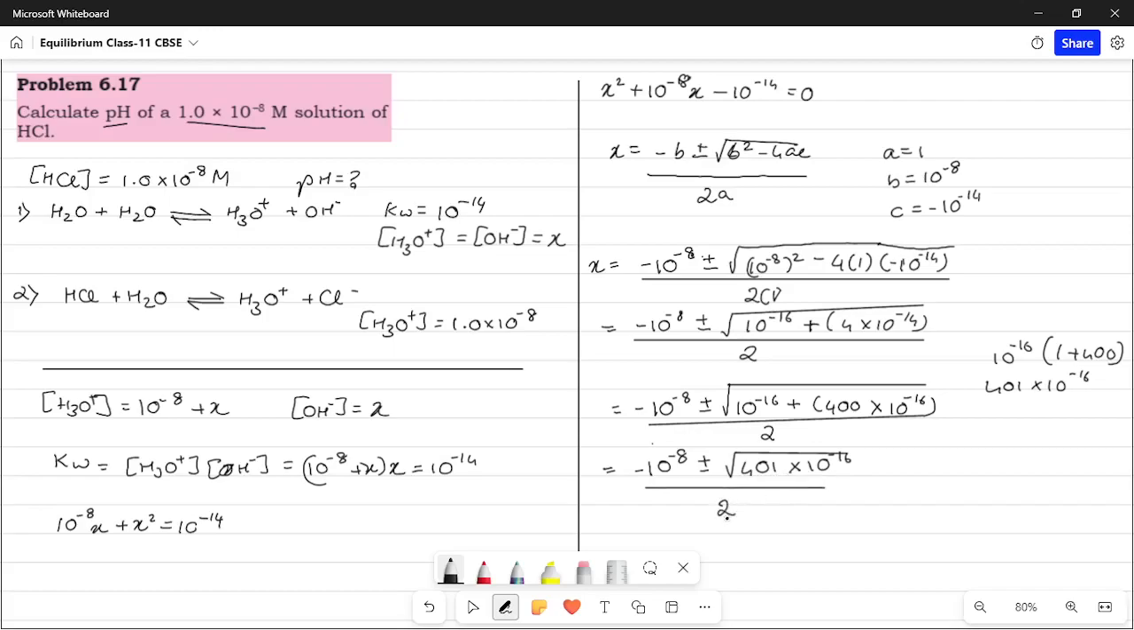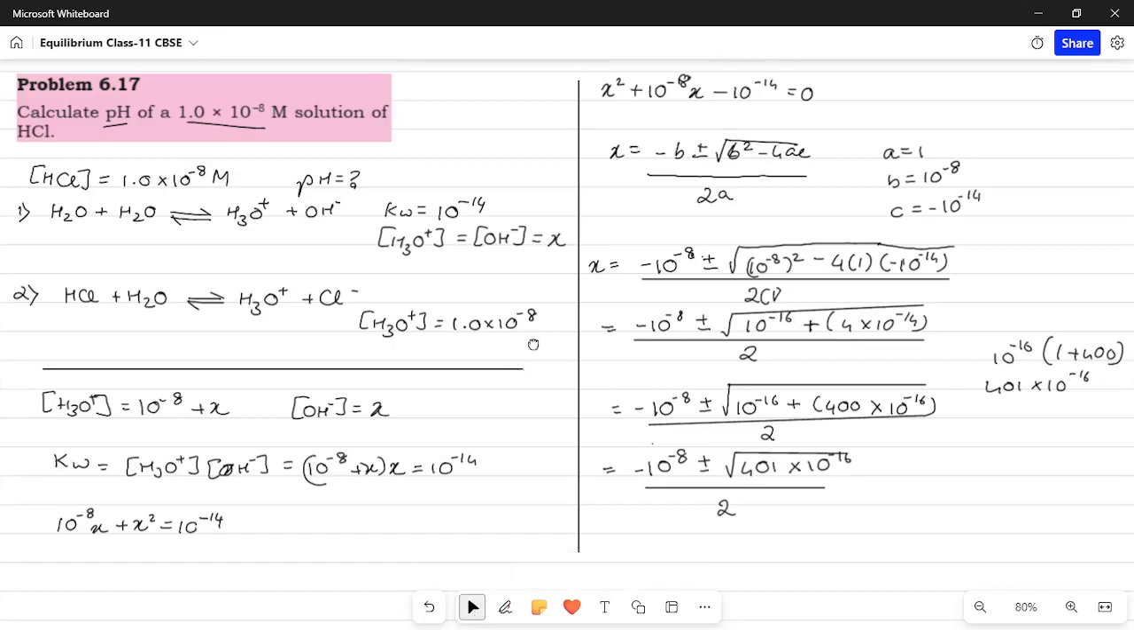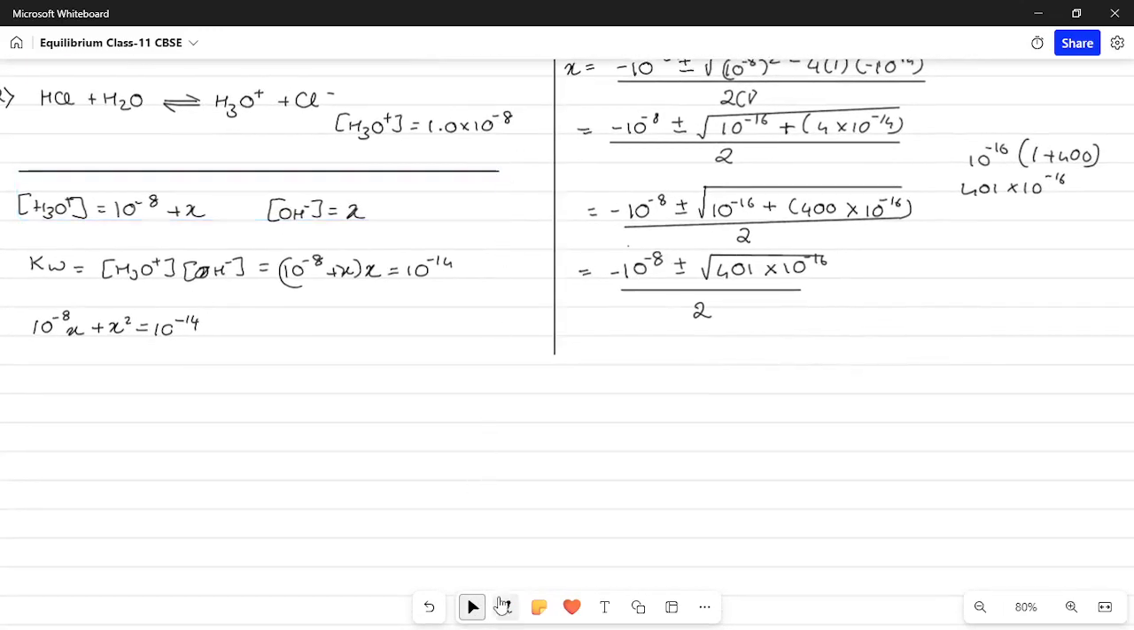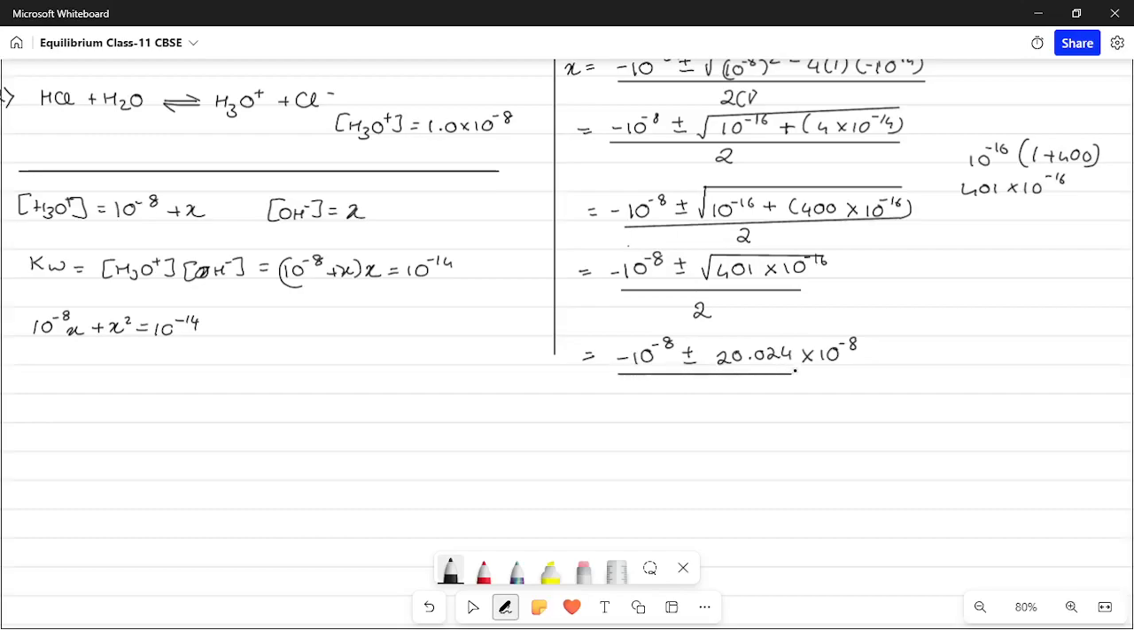Now again, if you want, you can skip steps, but I personally prefer giving you each and every step of the process, which is why this will always be there. So this is equal to minus 10 to the power minus 8 plus minus. The root of 401 is 20.024, into 10 to the power minus 8. The root of 10 to the power minus 16 is 10 to the power minus 8. So this whole divided by 2.